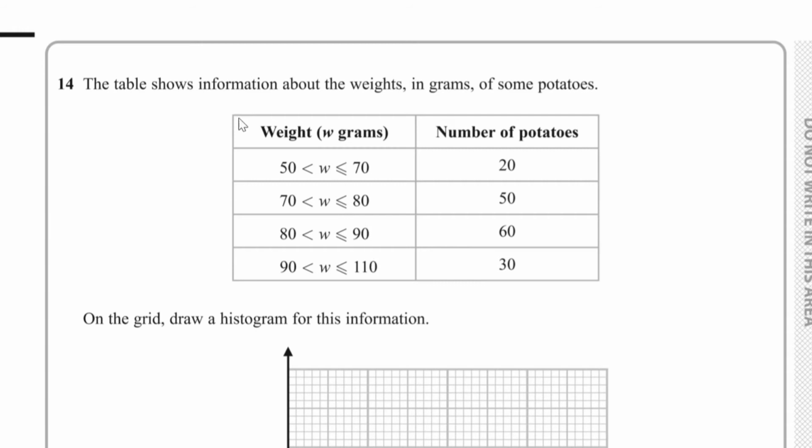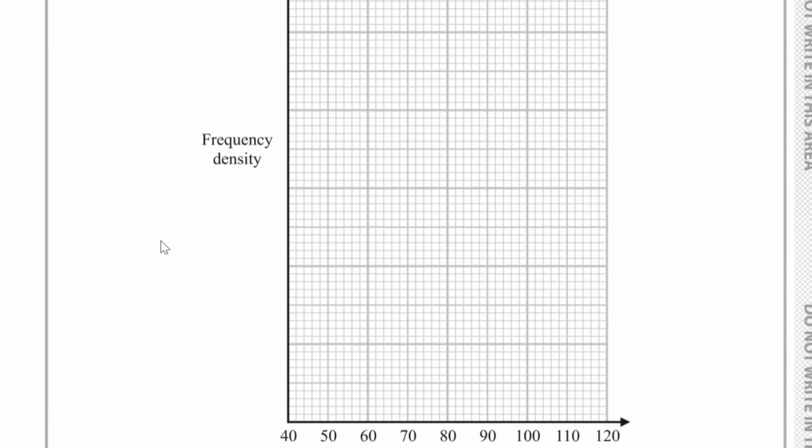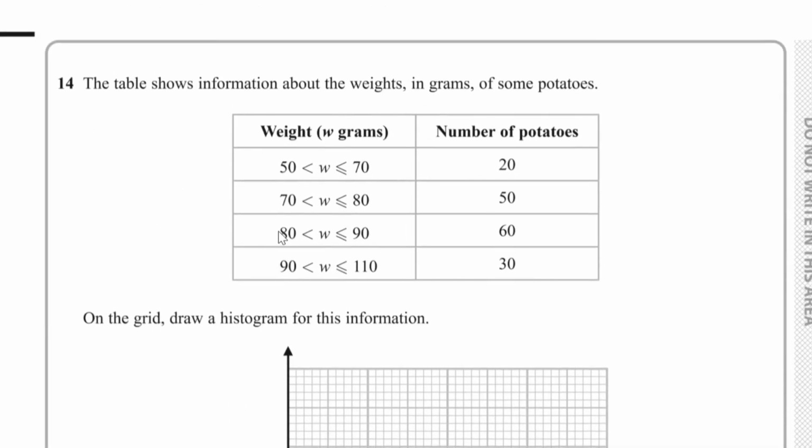Question number 14. The table shows information about the weights in grams of some potatoes, and on this grid we have to draw a histogram. So we need the frequency density to begin with. For us to find out the frequency density, we need the class width. Here we've got a class width of 20, a class width of 10, another class width of 10, and then a class width of 20.